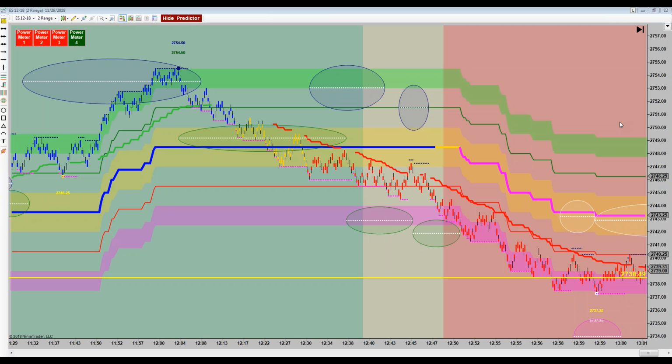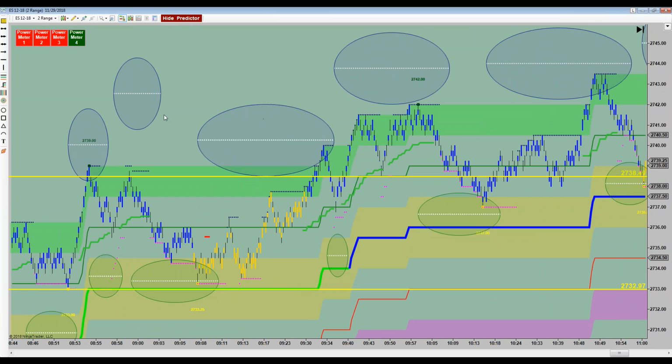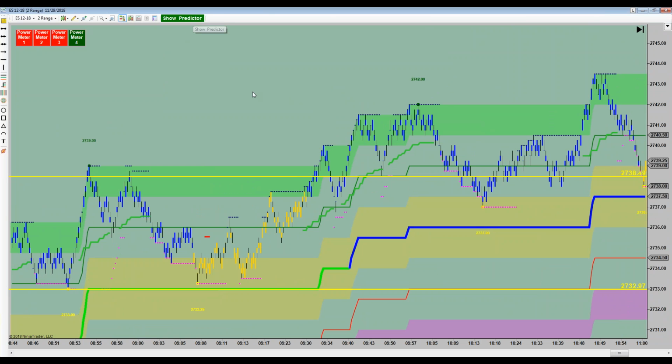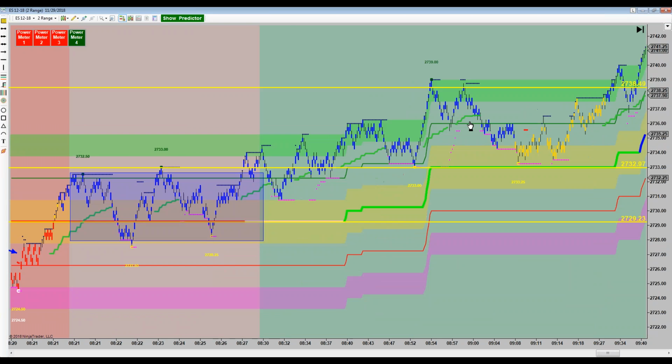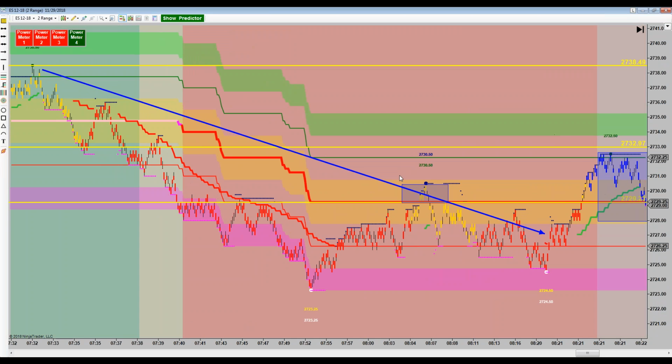Okay. So here's a 2. Let's go back and look at the same session. See how much more detail you get on it. There's the end of the day right there. Here's that sideways box I was talking about.